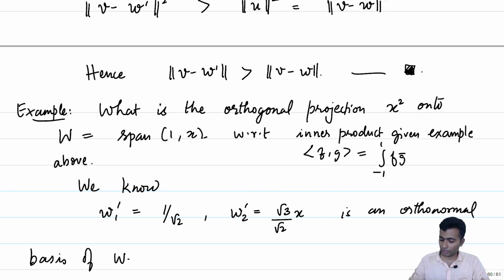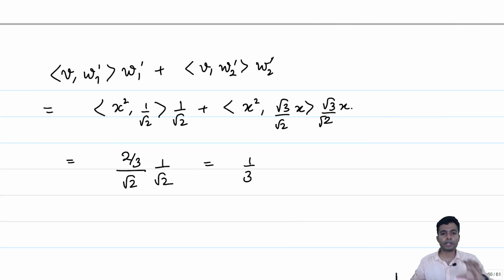Nevertheless, we have a very explicit way of getting hold of that particular vector in a given subspace which is closest to our given vector. Alright, let me stop here.